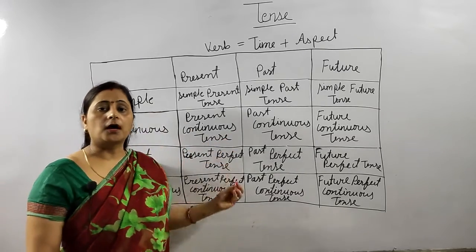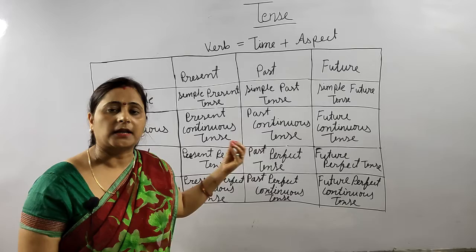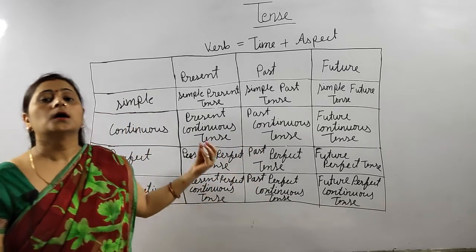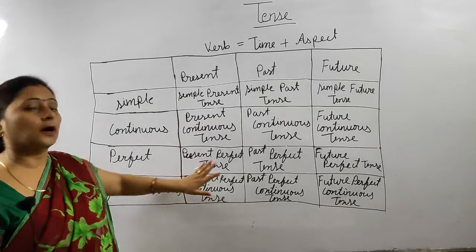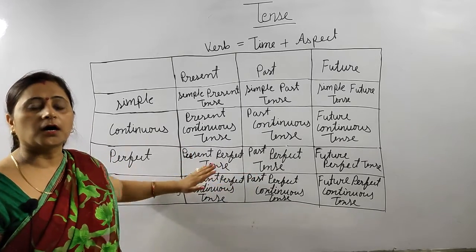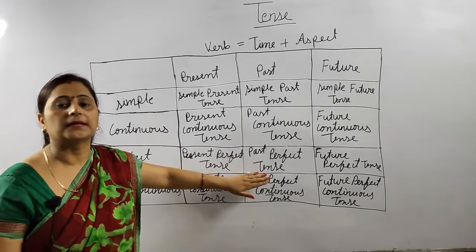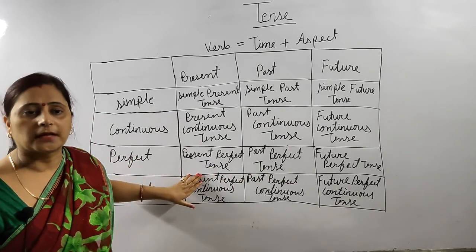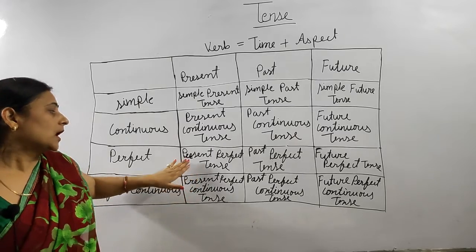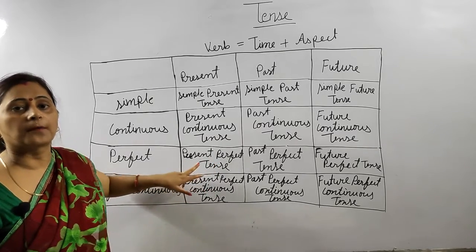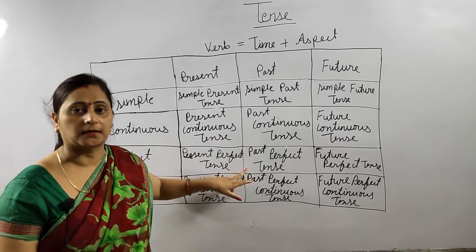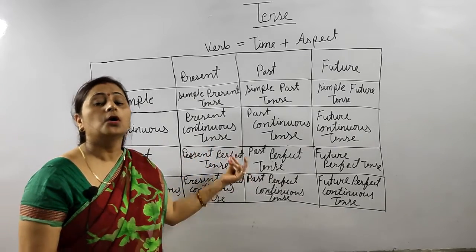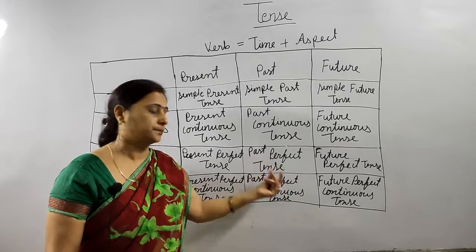Perfect. The word perfect itself tells you about perfection. It means the verb shows completeness. The verb has already been completed, and this is shown in the present perfect tense. So, have done. I have completed my project. It means completeness. This tense shows the completed work.